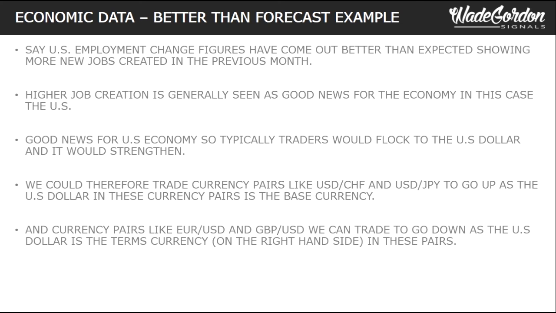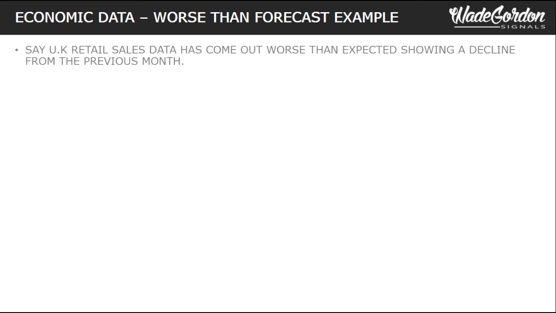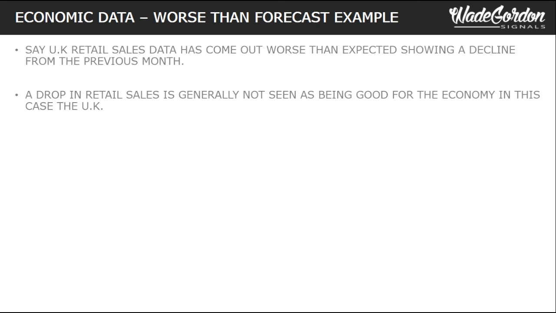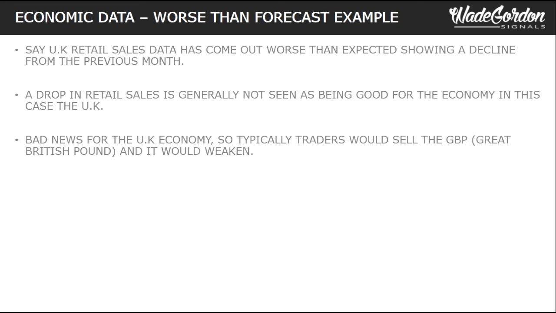Let's look at another example. Say UK retail sales data has come out worse than expected, showing a decline from the previous month. A drop in retail sales is generally not seen as being good for the economy, in this case the UK. Bad news for the UK economy, so typically traders would sell the Great British Pound and it would weaken.